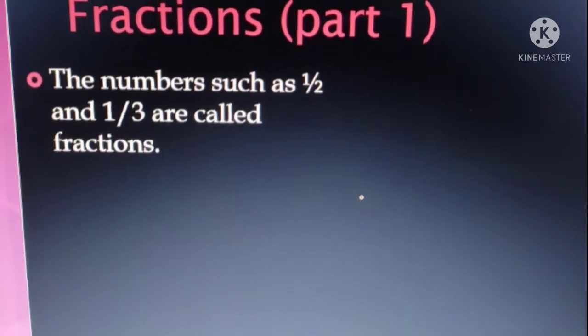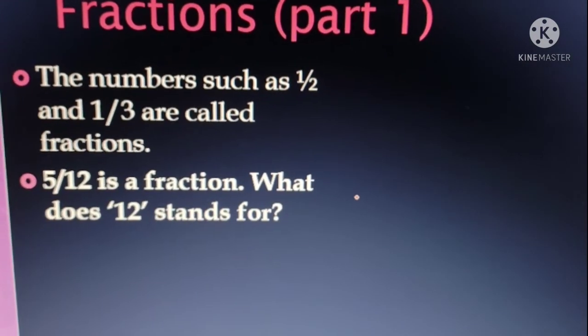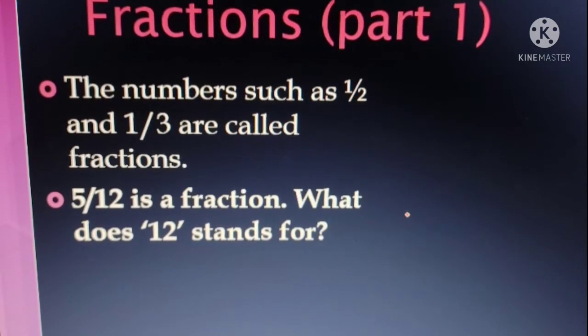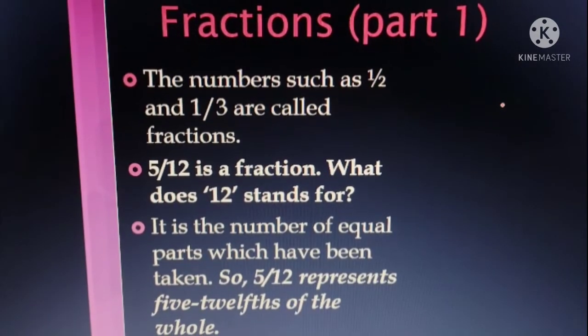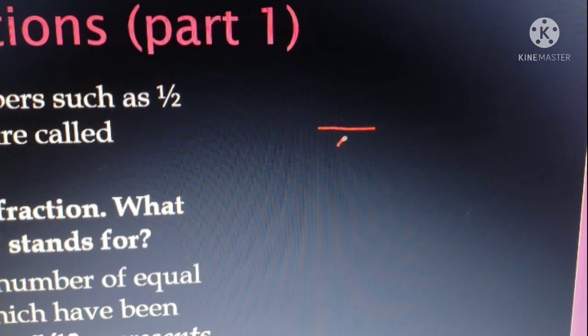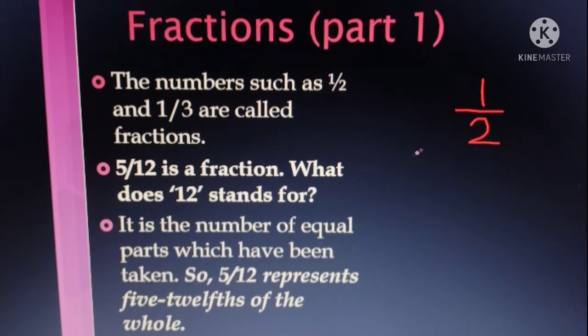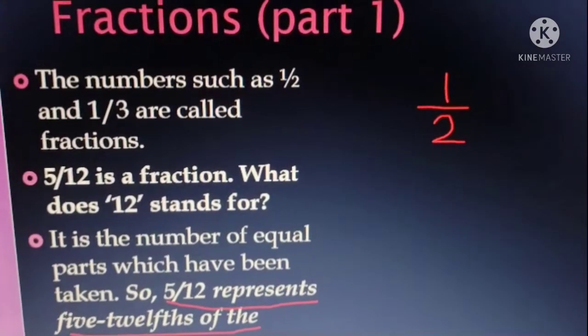Now the numbers such as 1 by 2 and 1 by 3 are called fractions. Many more examples are there: 2 by 5, 7 by 8, 6 by 9 and many more. 5 by 12 is a fraction. 5 by 12 is also an example of fraction. Now in 5 by 12, what does the number 12 mean? What does it stand for? It is the number of equal parts into which the figure has been divided. As I told that below the division line, you write the number of parts in which the figure has been divided, and at top you write the number of parts which has been taken out from the whole figure. Okay. So 5 by 12 represents 5/12 of the whole. So I hope this is clear.